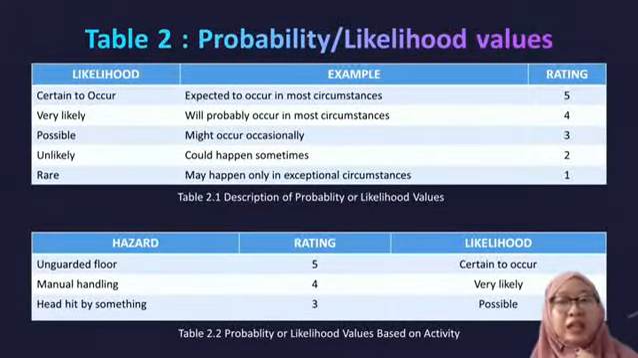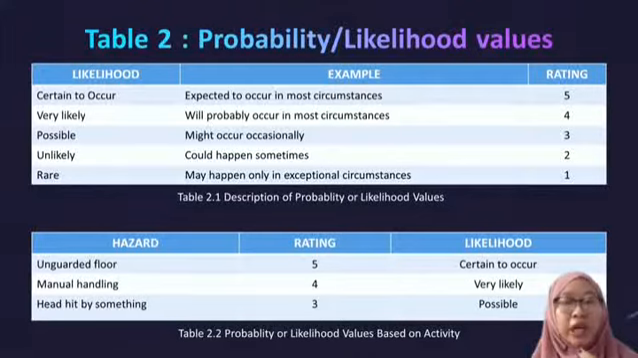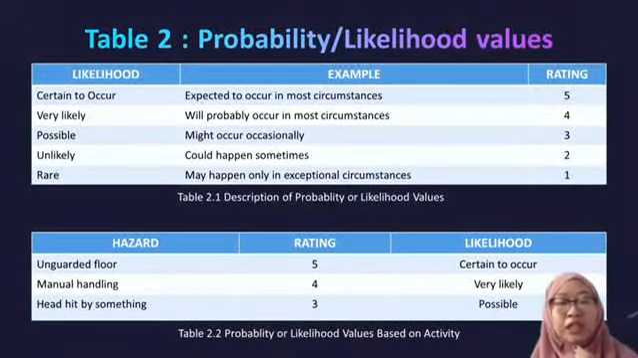Next is moving materials with trolley. The hazard is manual handling. The rating is 4 or will probably occur in most circumstances. The last is only wear a cap while working. The hazard is head hit by something. The rating is 3 or might occur occasionally.